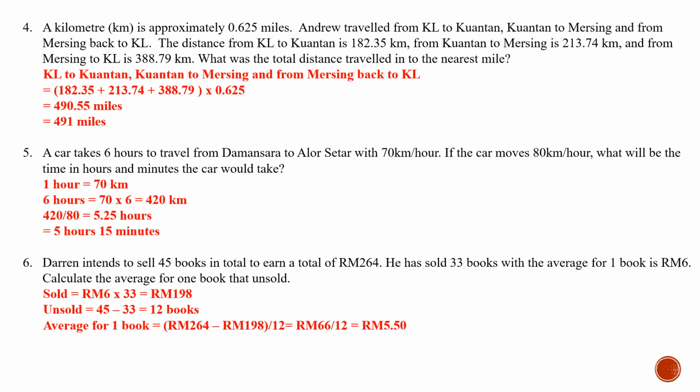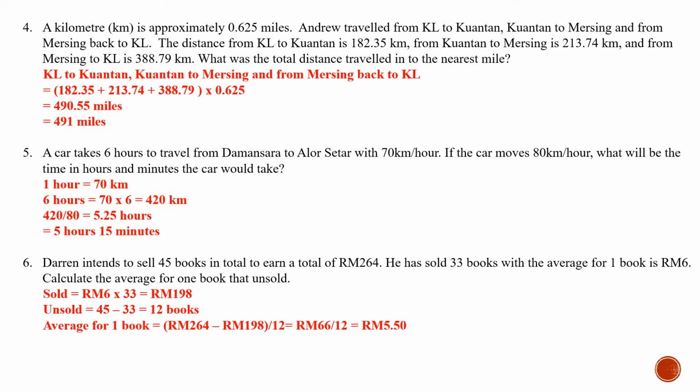What is 5.25 hours? This is where a lot of students will make mistakes. 5.25 hours means you take 5 hours and 0.25 hours. So that 0.25 you need to times by 60. You understand or not? So the 0.25 you times by 60, you will get 15 minutes. So it'll be 5 hours and 15 minutes. Do you understand? All right.